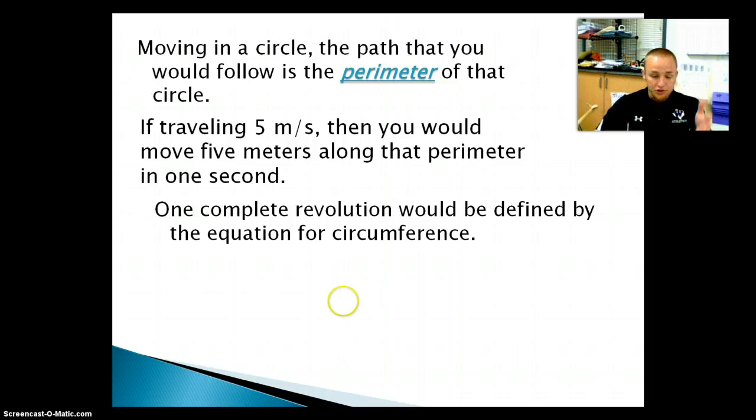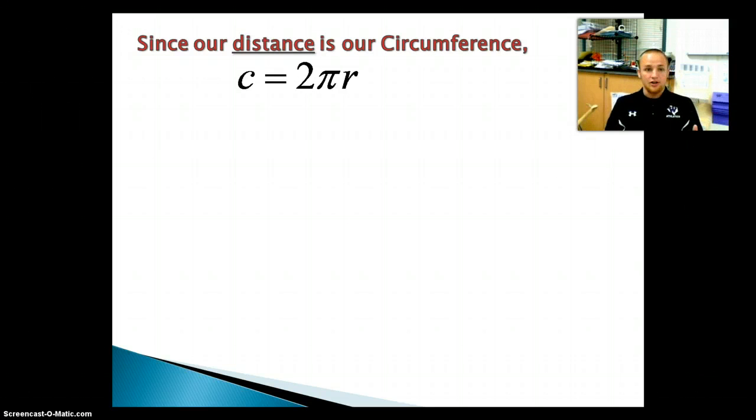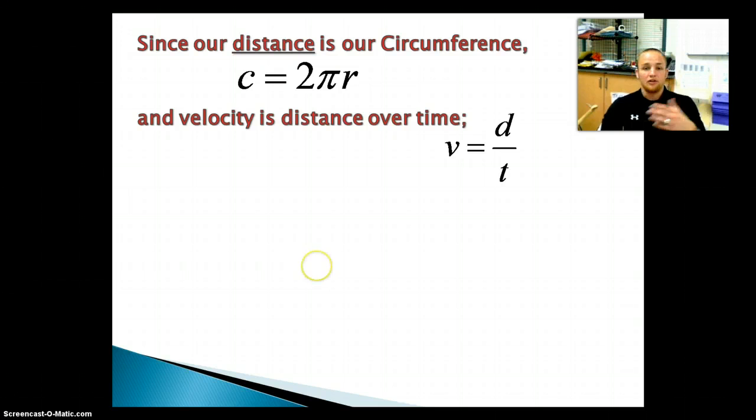And one complete revolution, so one complete rotation, is going to be defined by our circumference. And our equation for circumference, as we know, is 2 times pi times the radius, or pi times diameter. It's the same thing. Should all be review for me from geometry. So since our distance is our circumference, and circumference is 2πr, our velocity is also distance over time, if we think back, or displacement over time.